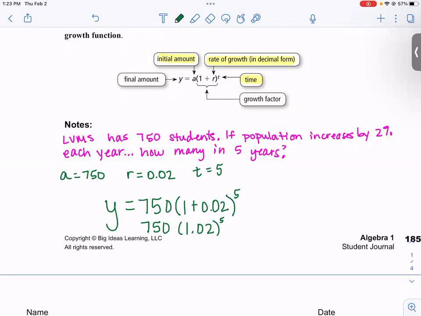So if I take 1.02 to the 5th power and I multiply it by 750, we would have 828.0606, and so on. Elliot, can we have 0.06 of a person? No. No, no, no, let's not.